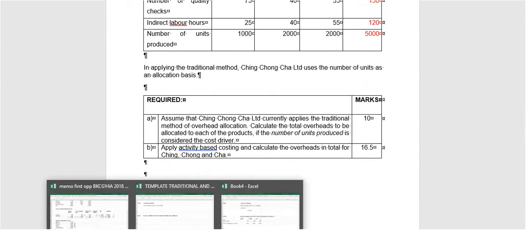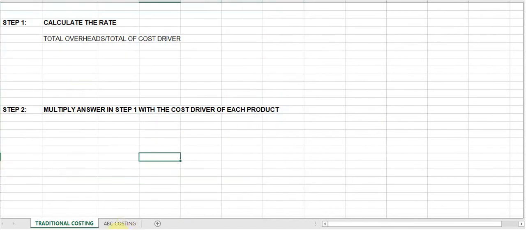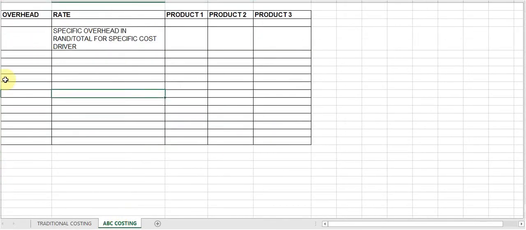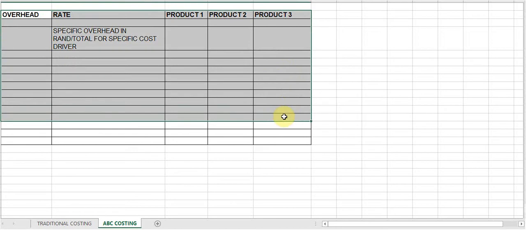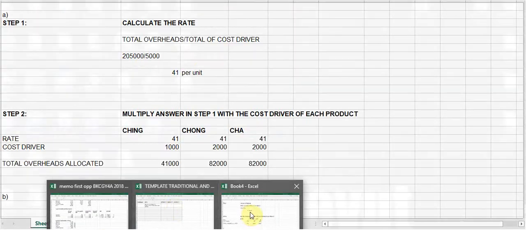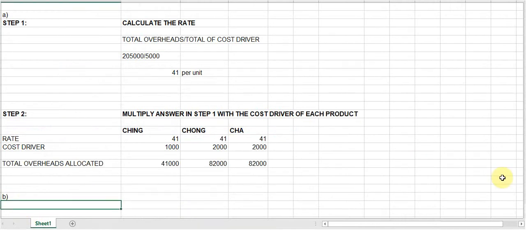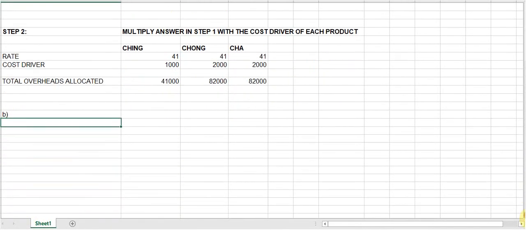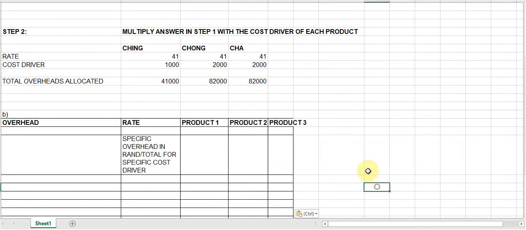Again, I have set up the template. Going back to the template, this is what it will look like. Again, this might be a bit abstract, so that's why I am explaining it. I'm just copying the template in here so that we can start with cost driver calculations.